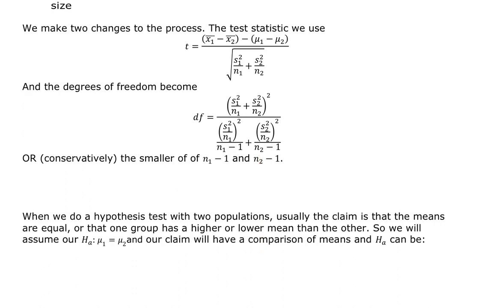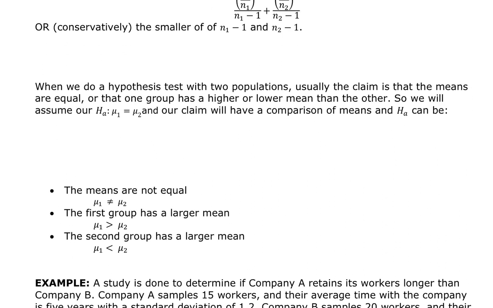When we talk about hypothesis testing of two populations, usually the claim is that the means are equal, or one group has a higher or lower mean than the other. So we will assume not our Ha, but our H0, our null hypothesis, that our claims will have comparison means, and Ha will be either they're not equal to, one is larger, or the other one, or the second group is larger. So our H0, by default, will always be that the means are equal, and then our Ha would be not equal to, the first group is larger, or the second group is larger.